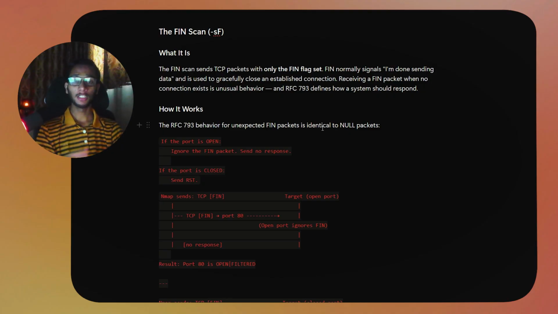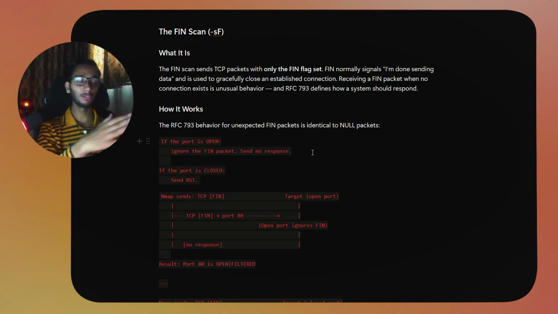Actually, the FIN packet is very similar to the NULL packet. When it goes to the port, if the port is open, it will just drop the packet and send no response to Nmap. It will just stay quiet and give you no response, and from that we can identify that the port is open. And if the port is closed, it will send an RST packet, just like the NULL scan.